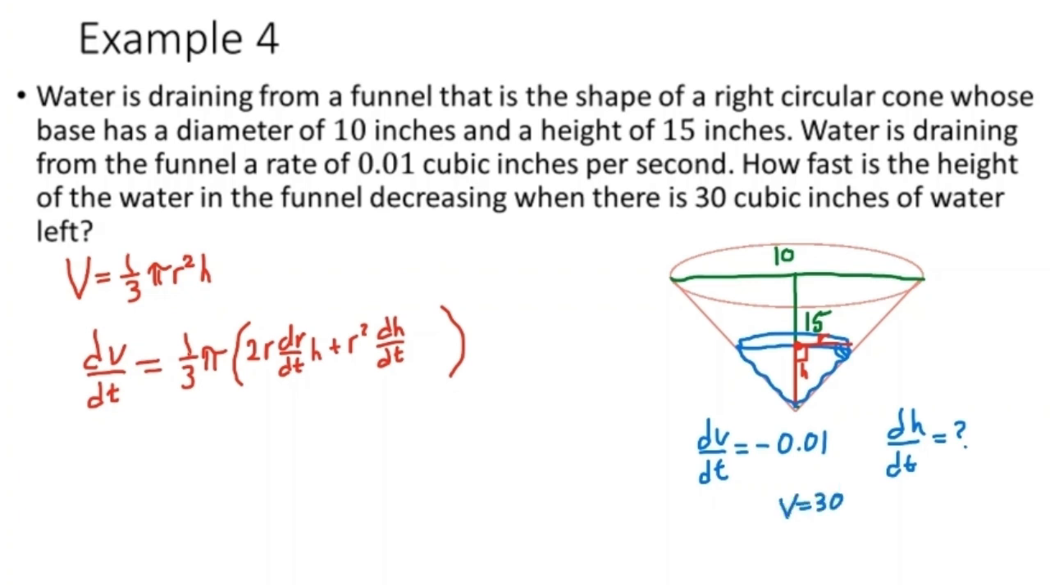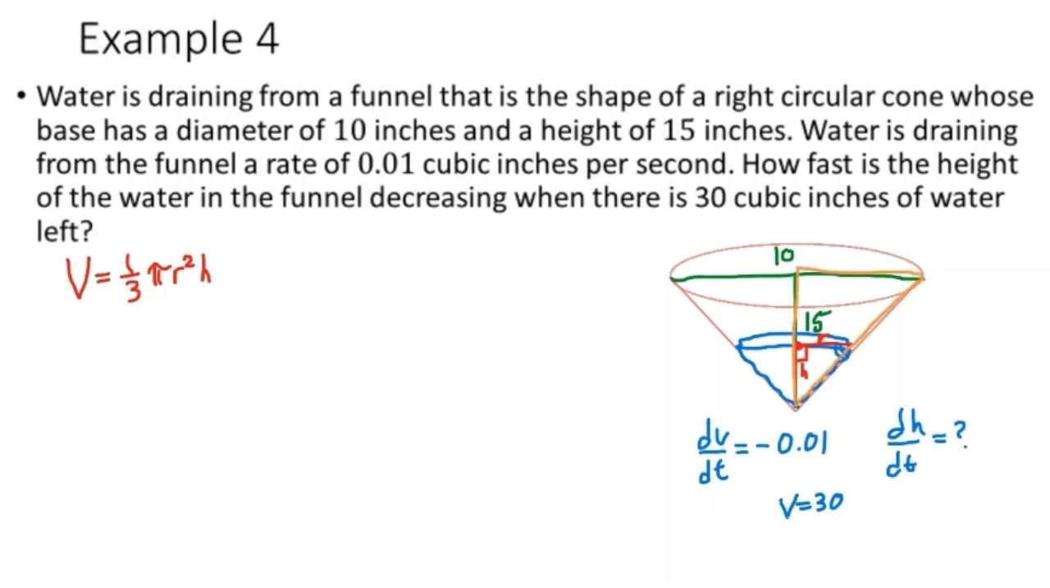The problem is, if we look at our dV/dt equation now, the only variable we know is dV/dt. We're looking for dh/dt, but we don't know h, r, or dr/dt. So let's back up and see if we can find another relationship between r and h that can help us. If we take a closer look at our figure, we can see for the water, the height and the radius make a right triangle. The same thing goes for the funnel.